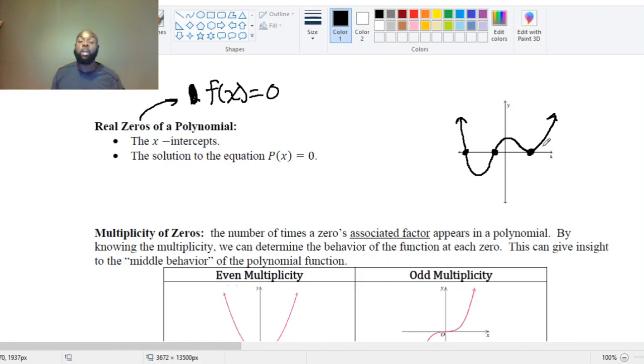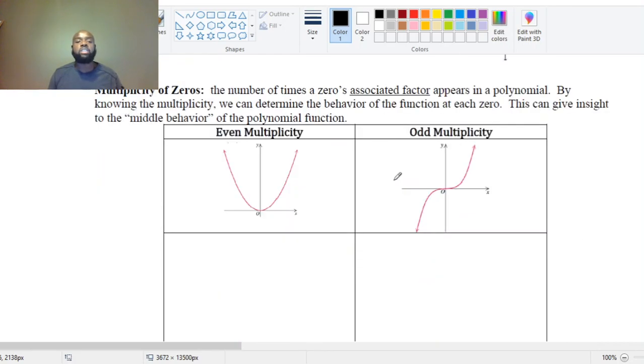And the way we determine that is to look at the multiplicity of a real 0, all right? The multiplicity of your zeros is the number of times a zero's associated factor appears in a polynomial. All right, it's associated factor.